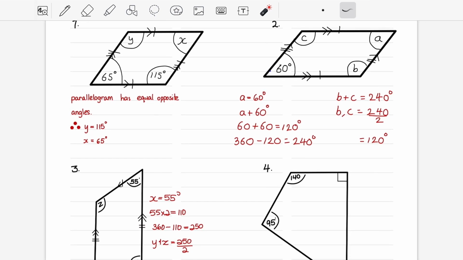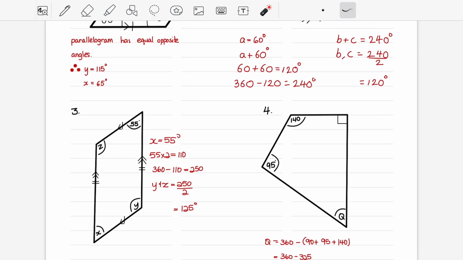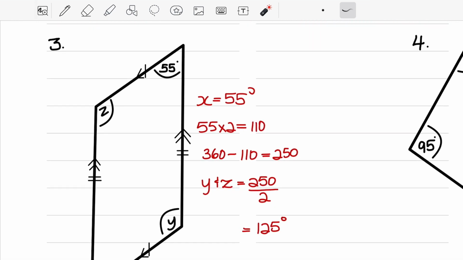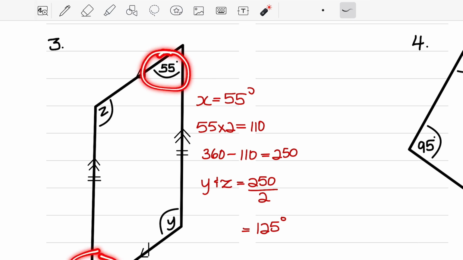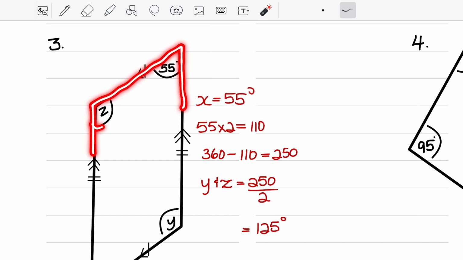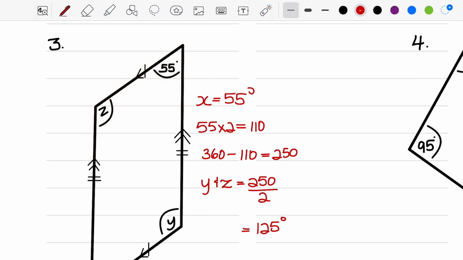All right, let's work on number 3. Again, opposite angles are equal in a parallelogram. So x will be 55 degrees. Right, these two angles will sum to 180 degrees. So there are so many ways that we can write this. We can say z is equal to 180 minus 55. Let's try that.